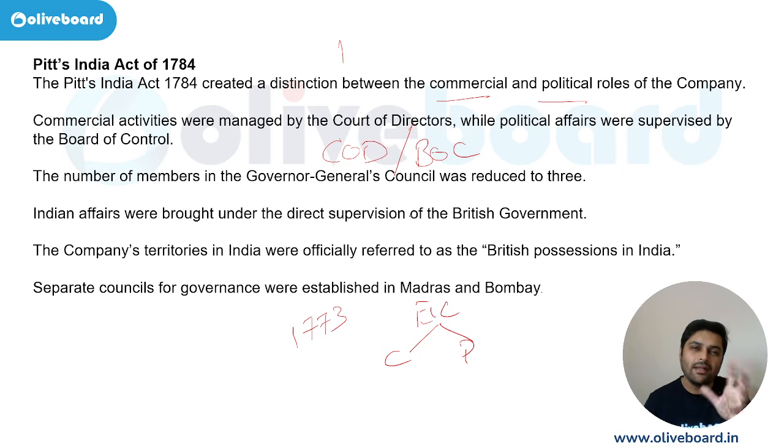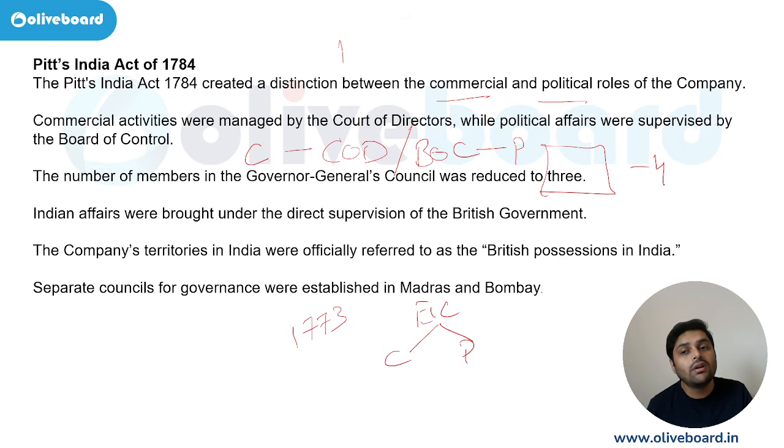So just remember like that. Commercial, Court of Directors. Cash on delivery is there, no? Cash on delivery is what? Cash, commercial. So remember like that. Now can you remember? Okay. So commercial, Court of Directors, political, Board of Control. Number of members in Governor Council were reduced to three. Earlier, how many were there? Four. Now they reduced it to three.